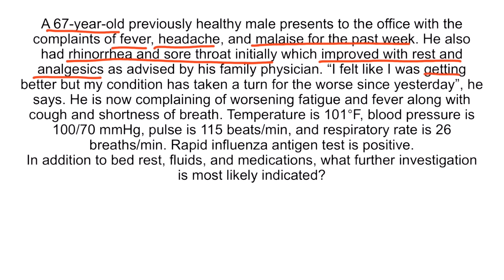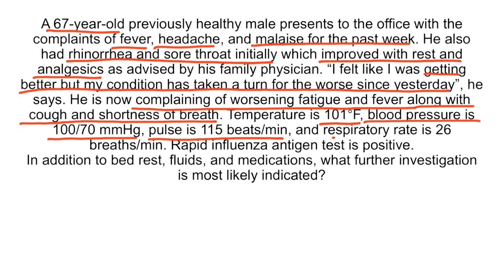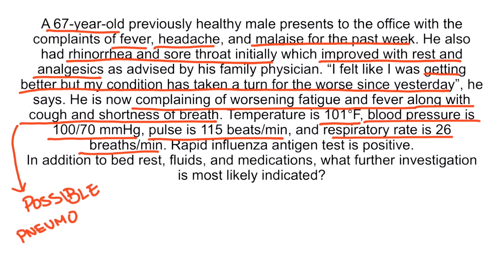However, despite getting better initially, his symptoms have suddenly gotten worse, and he's now complaining of worsening fatigue and fever, along with cough and shortness of breath. Temperature is 101 degrees Fahrenheit, blood pressure 100/70, pulse is 115, and respiratory rate of 26. This sudden worsening of symptoms and appearance of lower respiratory tract symptoms and tachypnea is concerning for possible pneumonia in this patient, which is the most common complication of influenza.